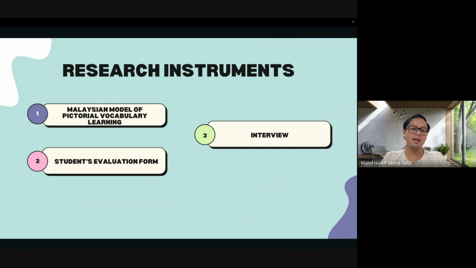The second instrument used in this study is the students' evaluation form, as a survey or questionnaire to collect data from the participants. And last but not least, to further enhance the findings, an interview session was conducted to get a better analysis of the data and also to confirm the findings from the students' evaluation form.